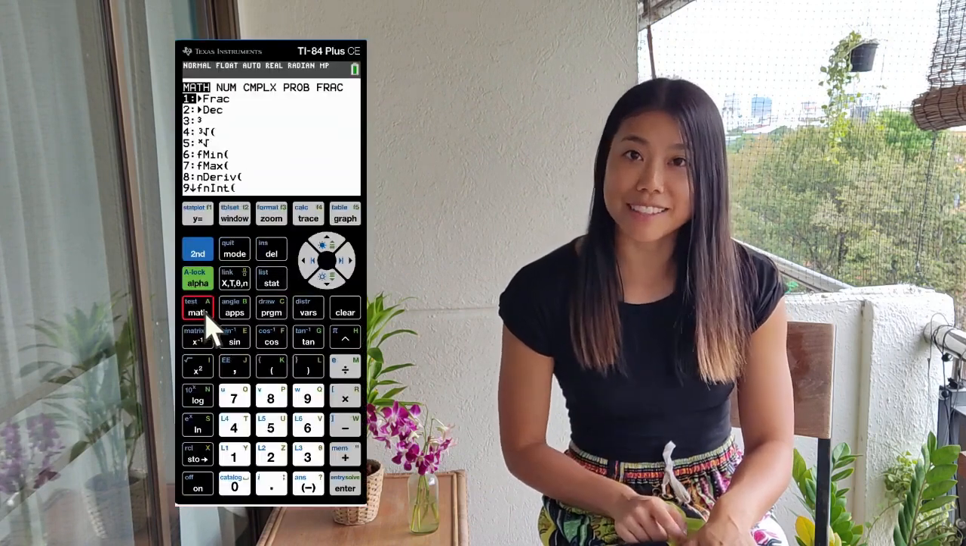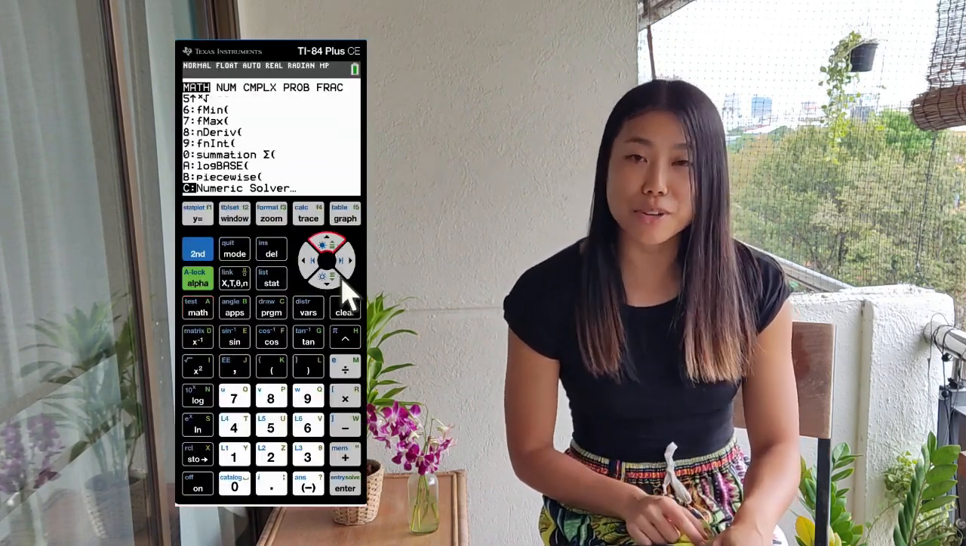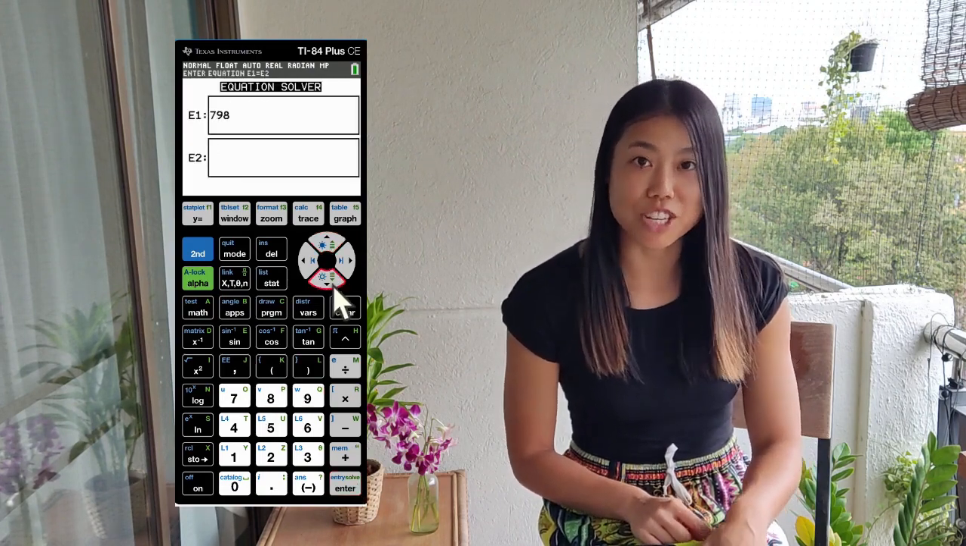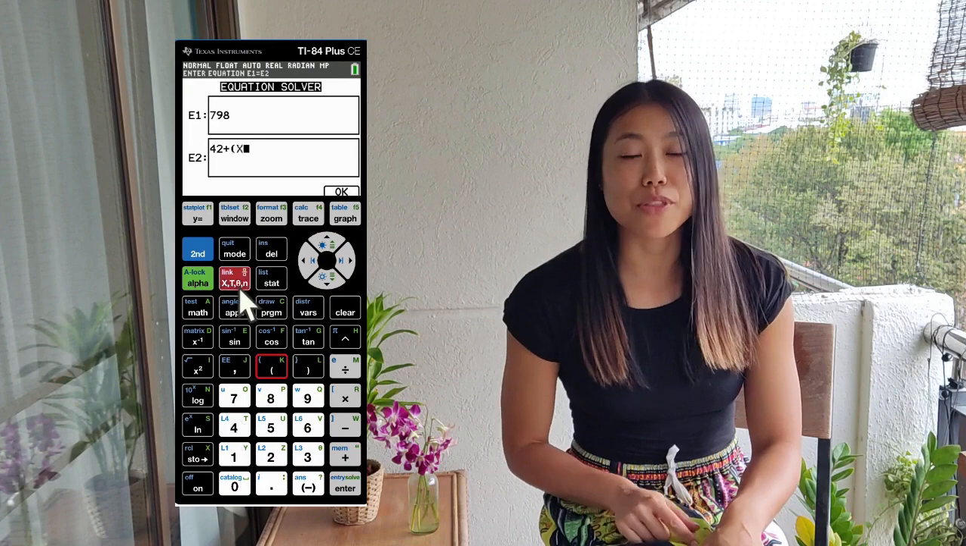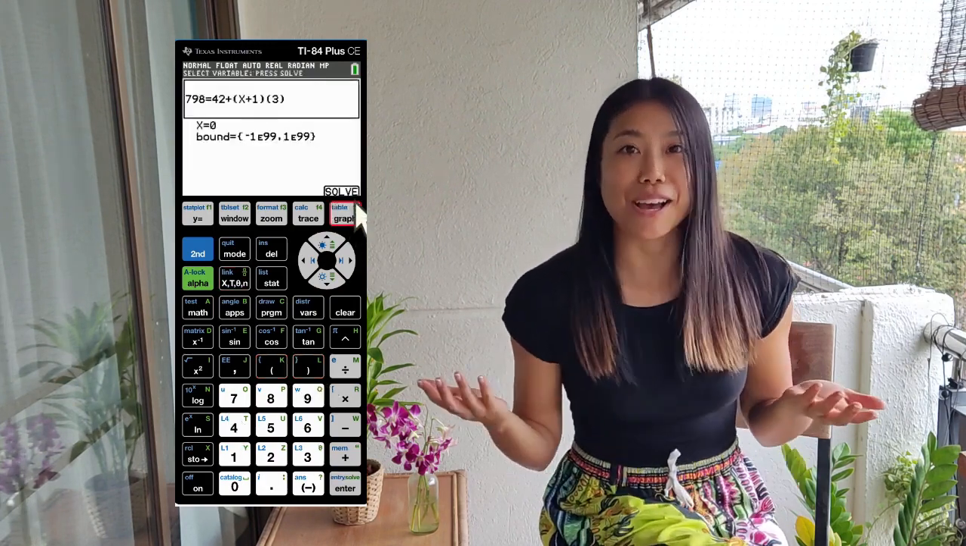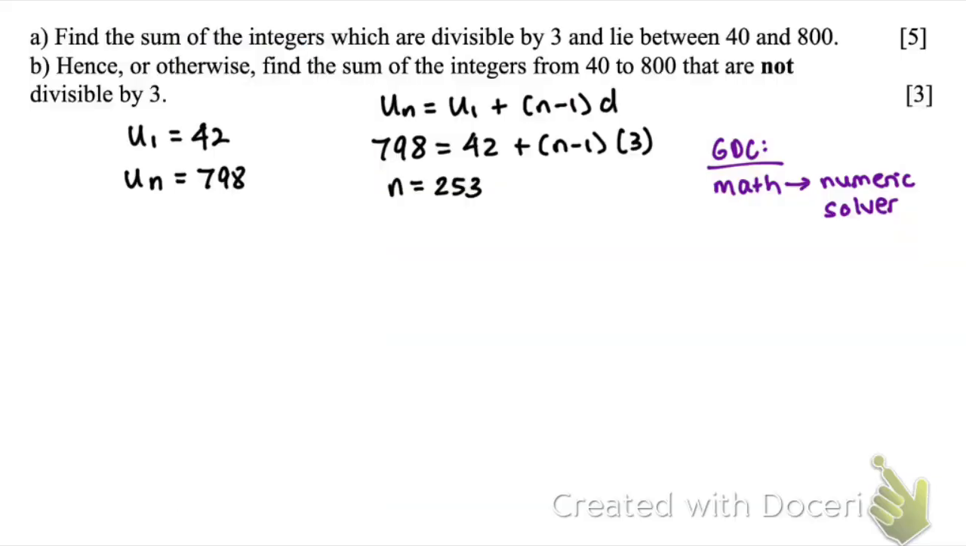So you go to your graphing calculator, you press math, you scroll up, find the numeric solver, and then under E1, you type in the left side of the equation. Under E2, you type in the right side. Then you press graph to solve, and you have your answer. Solving this, we find that n is equal to 253.